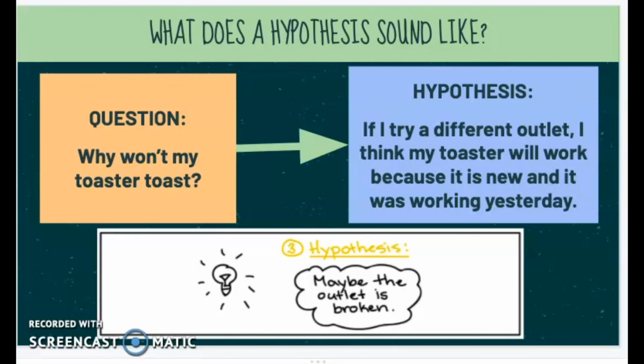All right. On the bottom of your page is where you're going to put your summary.